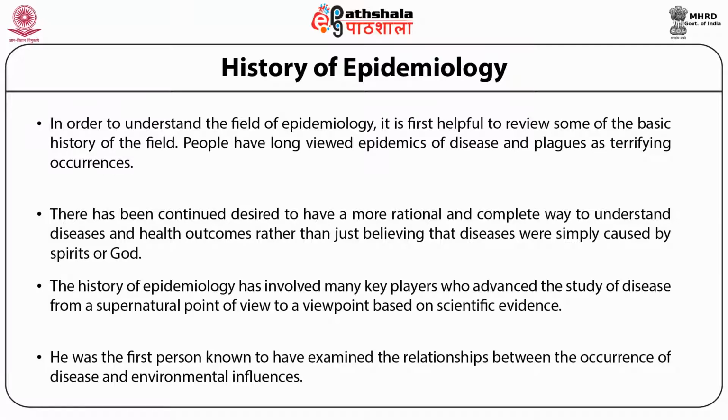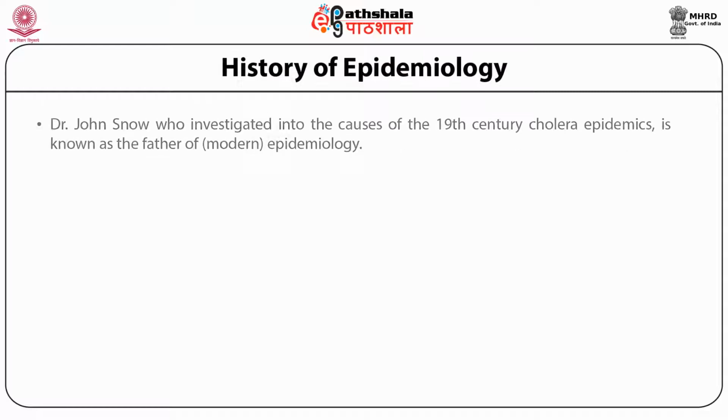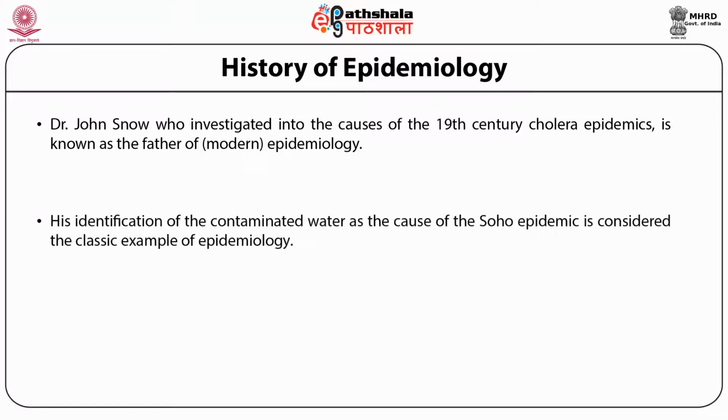However, epidemiologic knowledge advanced slowly during the next 2000 years. Dr. John Snow, who investigated the causes of the 19th century cholera epidemics, is known as the father of modern epidemiology. His identification of contaminated water as the cause of the Soho epidemic is considered the classic example of epidemiology. He used chlorine in an attempt to clear the water, thus ending the outbreak.